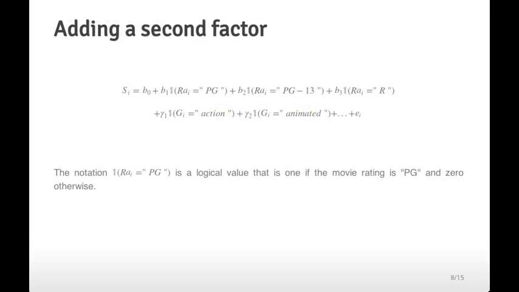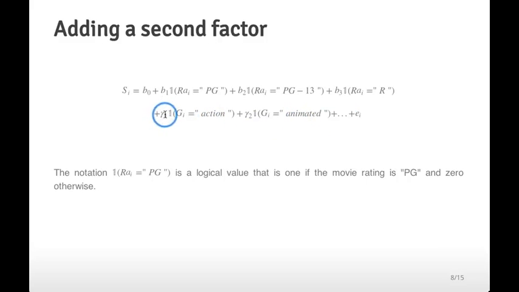But you might be interested in adding a second factor to your model and seeing what the relative contribution of these two factors is to the score. And so here we again have an intercept term B0, but now we have the same rating variables that we had before. So we have a level for PG, a level for PG-13, and a level for R. But now we've added a second variable, and this is for the genre. And so the genre has many more levels than just 2. So I've put this dot dot dot here to indicate that there would be many more of these variables here.